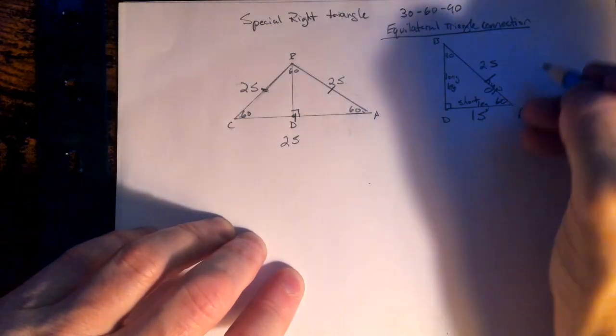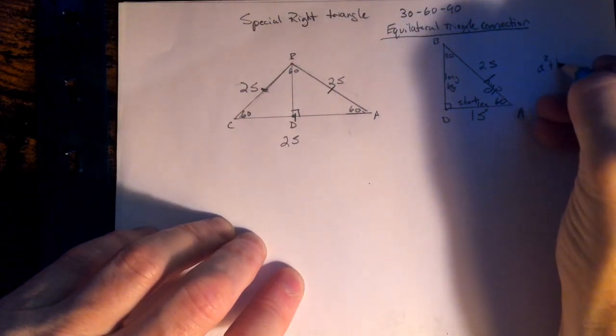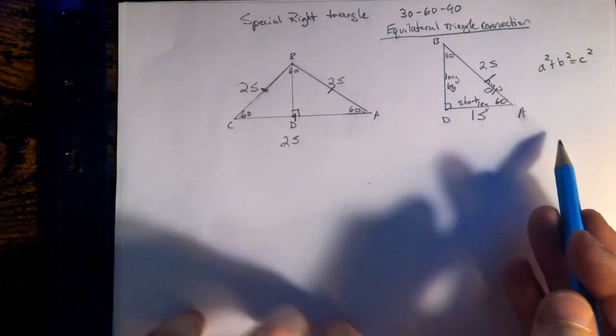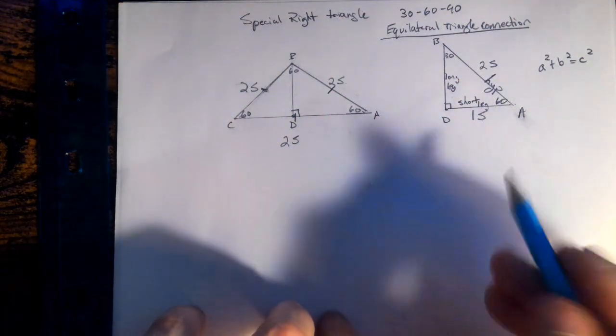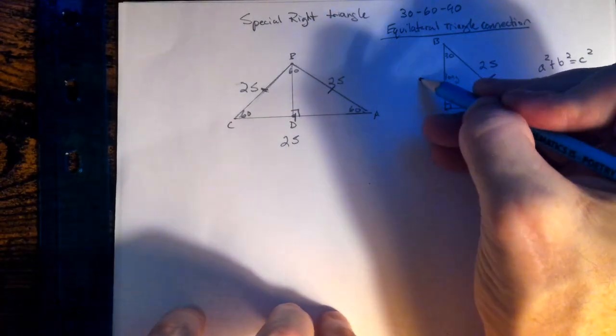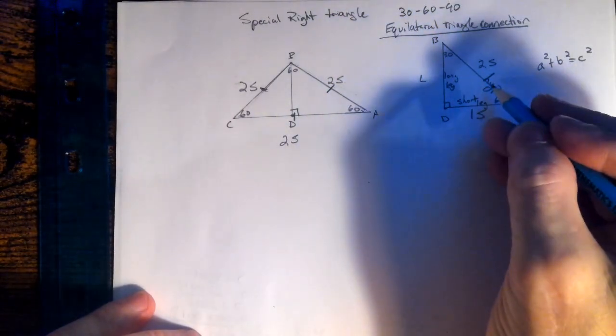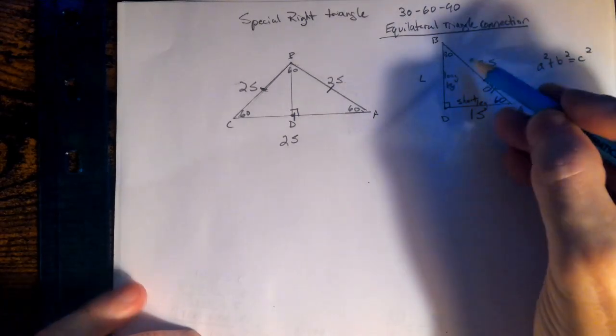So we can use the Pythagorean theorem, just like we did for the 45, 45, 90, to evaluate this relationship. I want to find this long leg here. We'll call it L. So I can say that a squared plus b squared equals c squared.